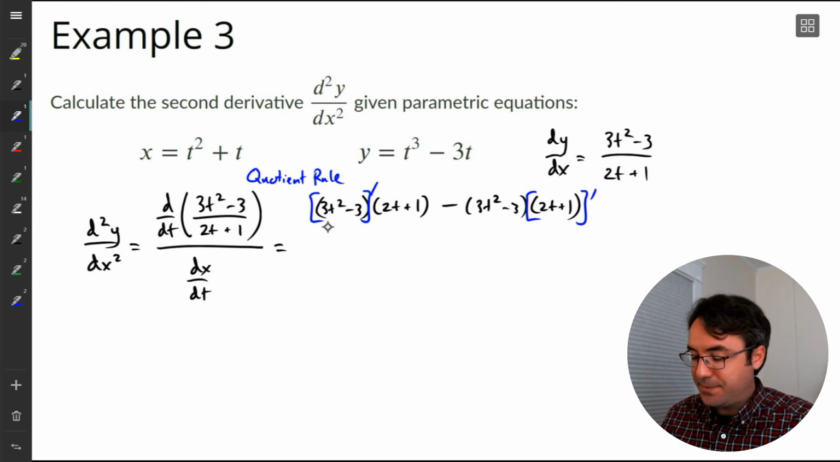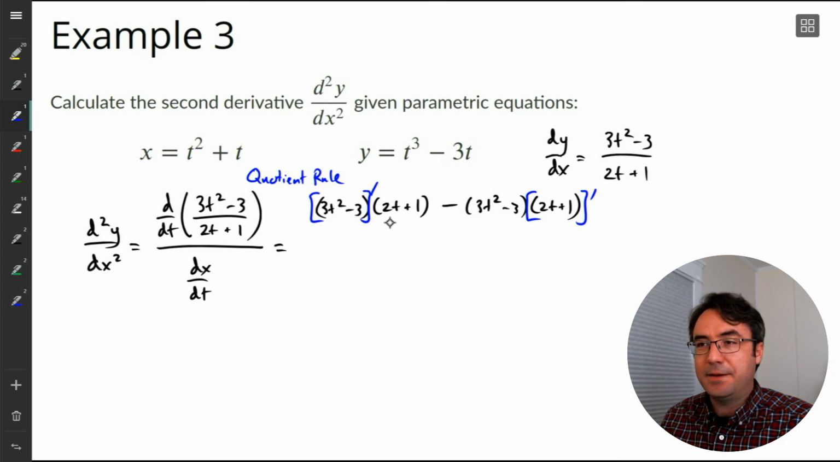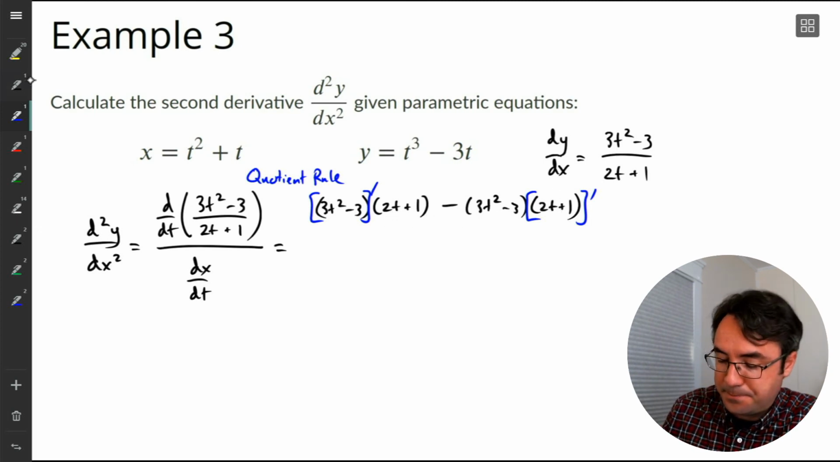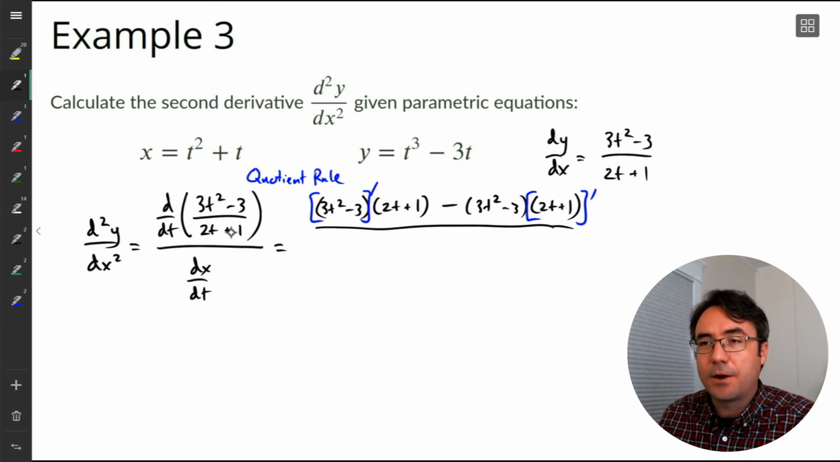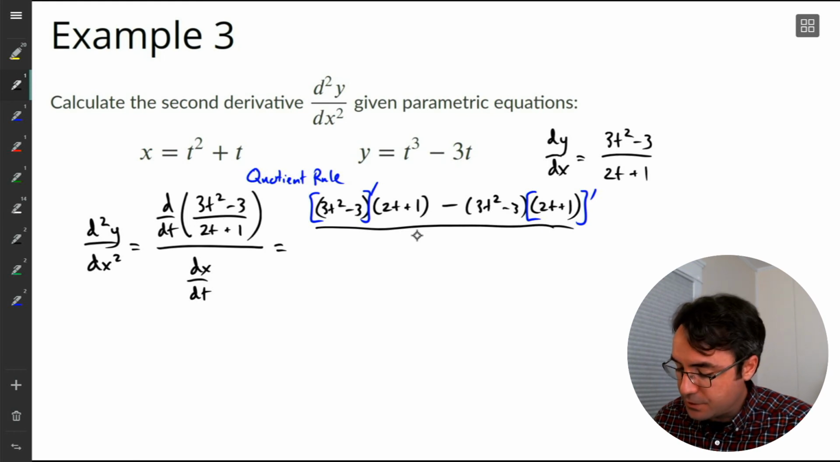So what's happening in the top here for our quotient rule is very similar to the product rule. The only difference is we have this minus instead of a plus sign. So this is how we're implementing the quotient rule here. Derivative of the top times the bottom minus the top times the derivative of the bottom, all over the original denominator, which was 2t plus 1 squared.